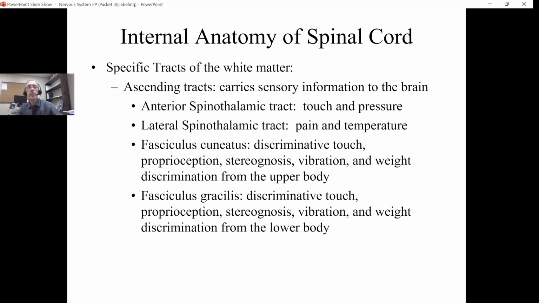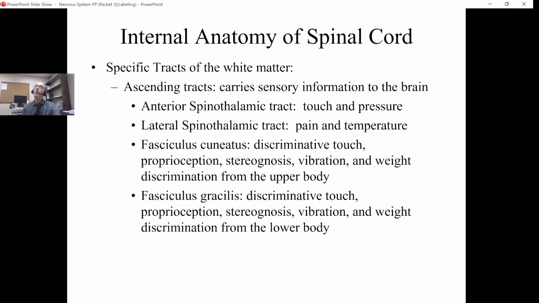So discriminative touch is a much more precise type of touch. If I took a needle and put it on your body, you would be able to precisely tell me where it is. You're able to localize it really well. That's discriminative touch. Proprioception is position sense. This is feeding information to the brain as far as where you are in space: how much your joints are flexed or extended, how fast your joints are moving, the position of your body. Are you standing, sitting, lying down? It just tells the brain where you are in space. We call that proprioception.